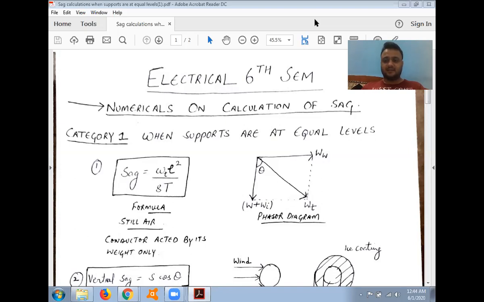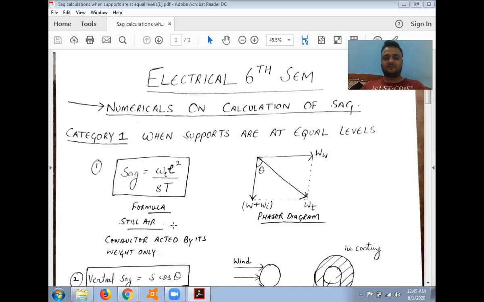Category 1 is when supports are at equal levels. So before starting the numerical, let us discuss category 1. The formula for calculation of SAG is WTL square divided by AT. This is the basic formula for calculation of SAG. But this formula stands valid only for a conductor in still air.